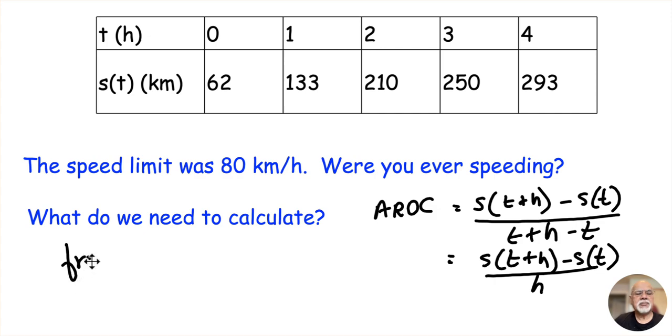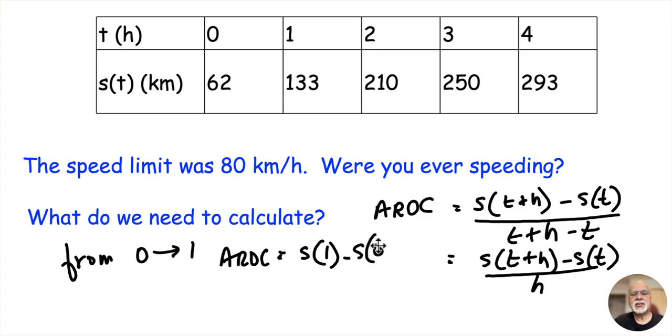So from time 0 to 1, our average rate of change would just be the displacement at 1 hour minus your displacement at the 0th hour, all divided by 1 minus 0, which is 1. And if you notice in the table, s of 1 is 133 minus s of 0, which was 62, all divided by 1, and that comes to 71 kilometers an hour.